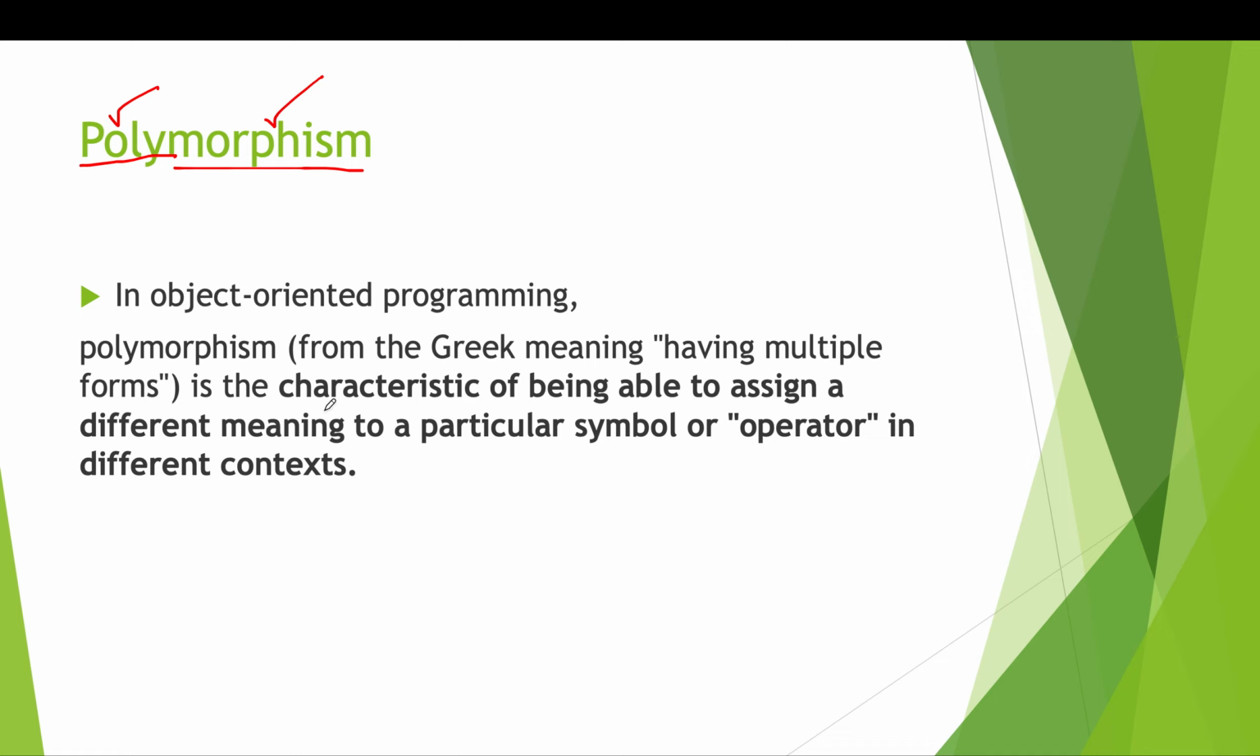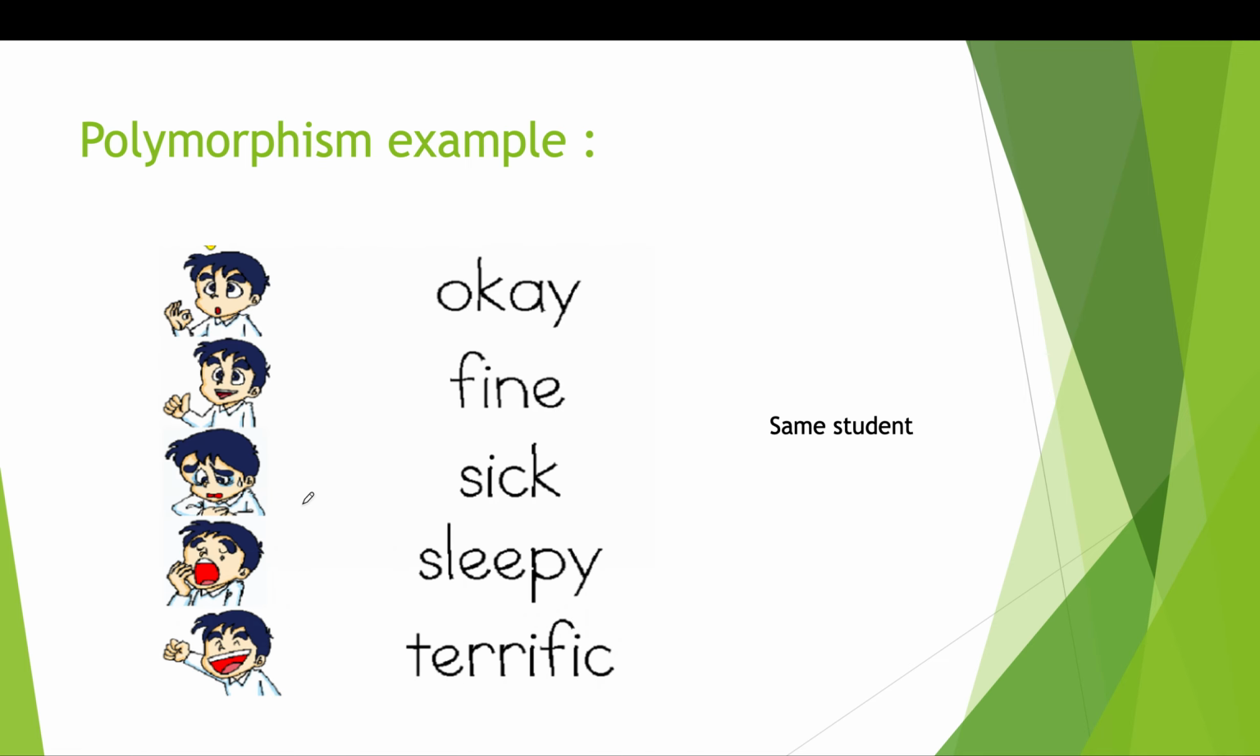Polymorphism is a characteristic of being able to assign different meaning to a particular symbol or operator or a method, you can say, in different context. That means a symbol or an operator or a method, depending upon the context in which it is referred, will be behaving differently. That is polymorphism in object oriented programming. So we'll take a simple example to understand polymorphism.